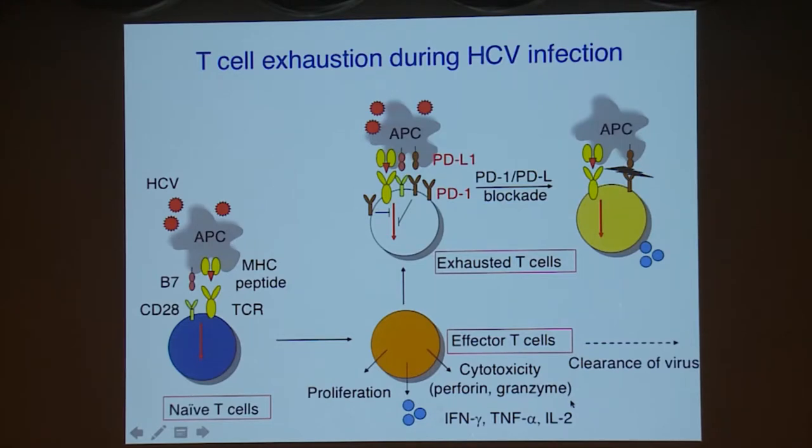But when they cannot completely eradicate the virus, perhaps due to too high viral replication, PD-1 is induced on activated T cells and binds to its ligands, PD-L1 and PD-L2, on APCs.